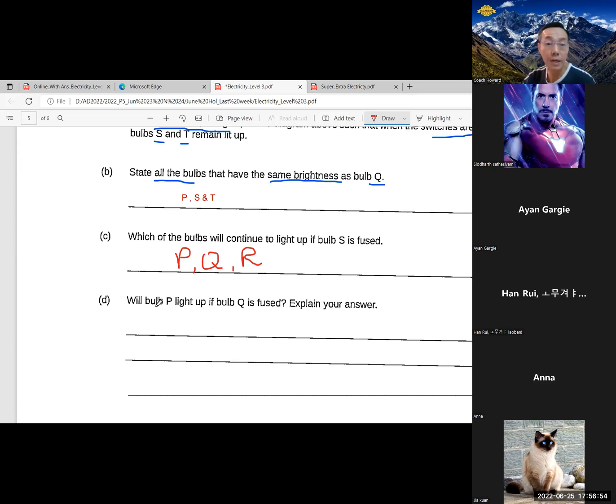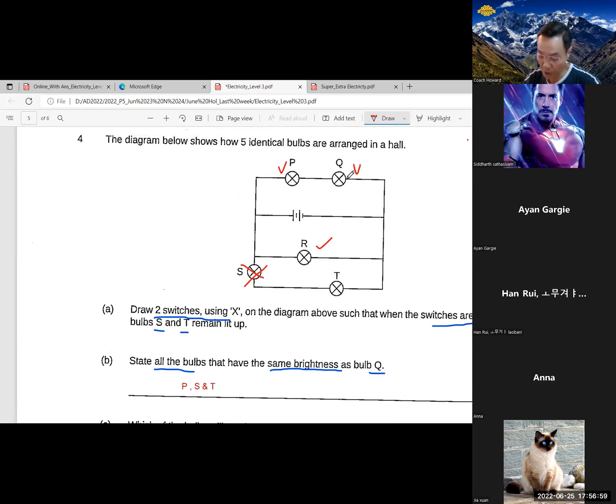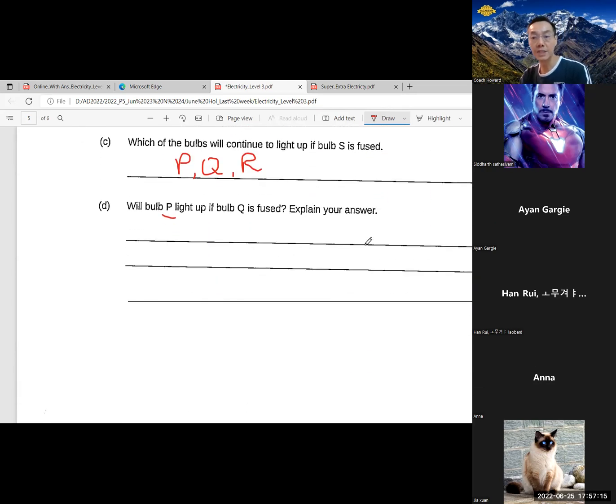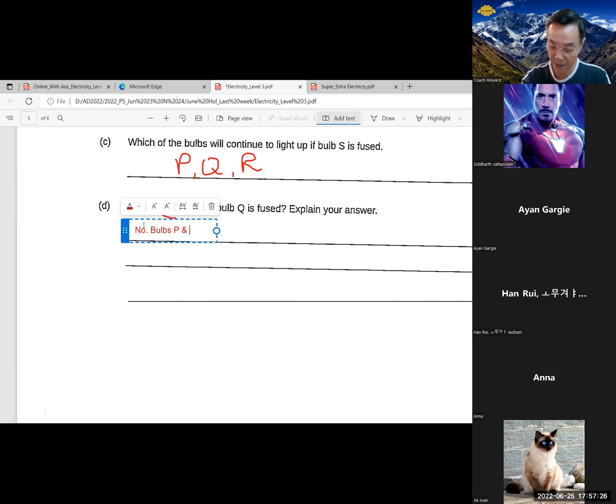Next, will bulb P light up if Q is fused? So no, right? Because it's on the same line. So the answer is no, because bulbs P and Q are connected in series. When bulb Q is fused, it creates an open circuit. So no electric current will pass through P. This one is a 1 mark question, but you need to give an explanation. So you say no. So you say bulbs P and Q are connected in series.